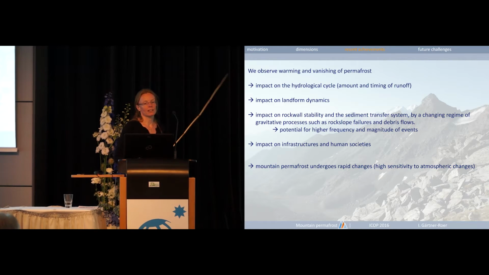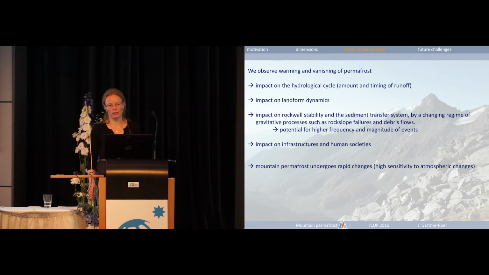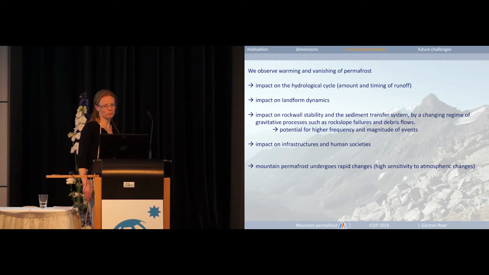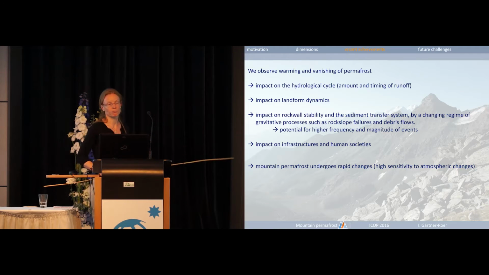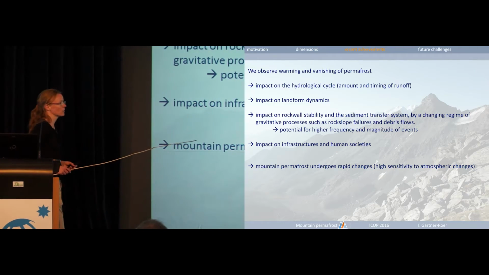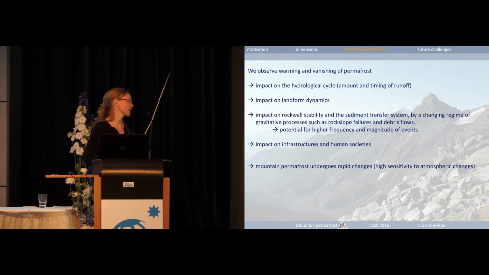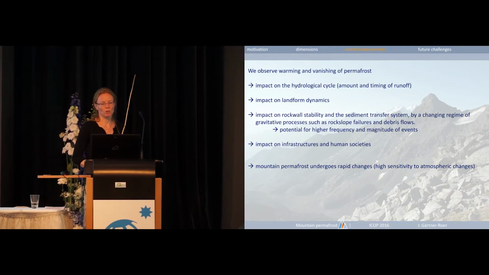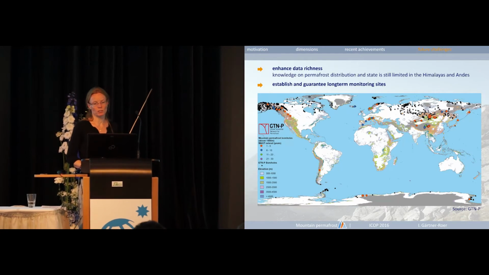So with this, I want to sum up that we observe warming and vanishing of permafrost in mountain regions, and we see impacts on the hydrological cycle, impacts on landform dynamics, impacts on rock wall stabilities and sediment transfer systems. I didn't go into detail here, but we heard a nice talk by Marcia Phillips yesterday. So there is a potential for higher frequency in rock falls, for example, and of course impacts on infrastructures and societies. So mountain permafrost undergoes rapid changes, and we can easily see also the sensitivity.